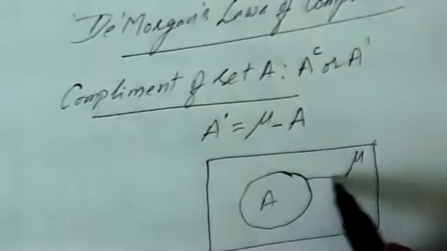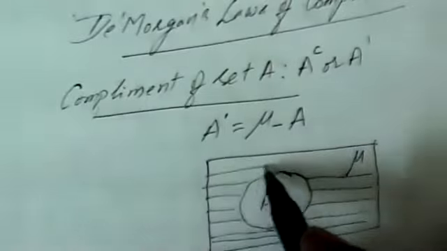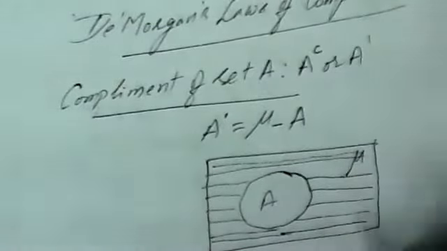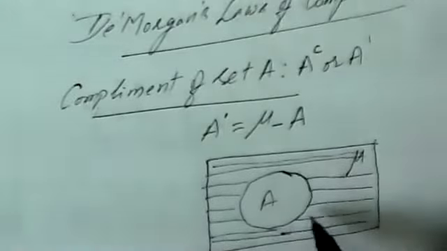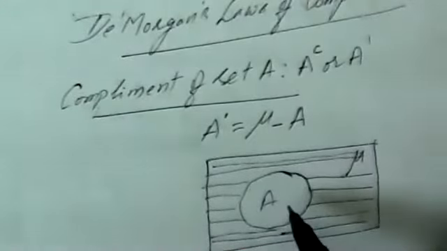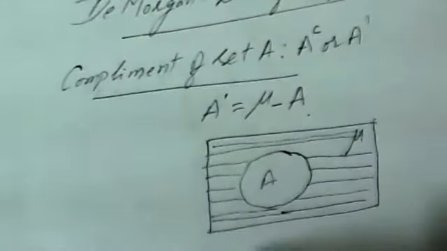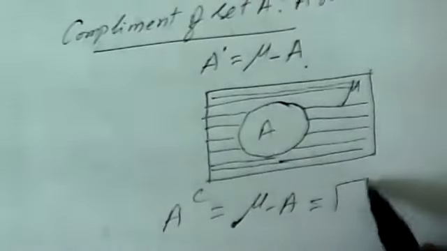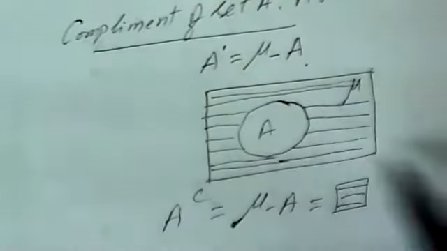Then you are left with only this region, isn't it? Only this region. The middle part goes away, the round area goes away, the set goes away, and only the outer lines remain, right? So this is called A complement. A complement means mu minus A. So here mu minus A is nothing but A complement, which is only the shaded region. What remains after removing the set.